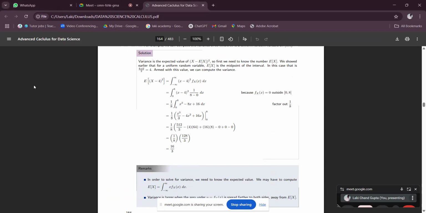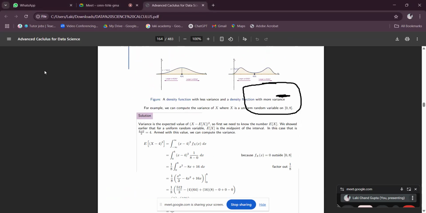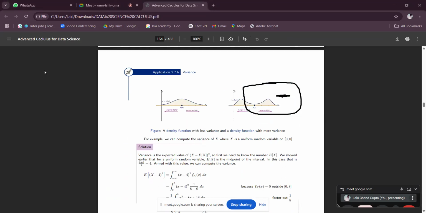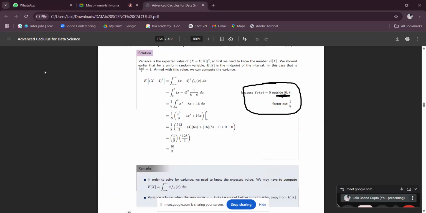Okay. So I am going to find the variance of this uniform distribution. What is uniform distribution? 1 over B minus A. Fx is what? 1 over 8, right? First we see a simple question.